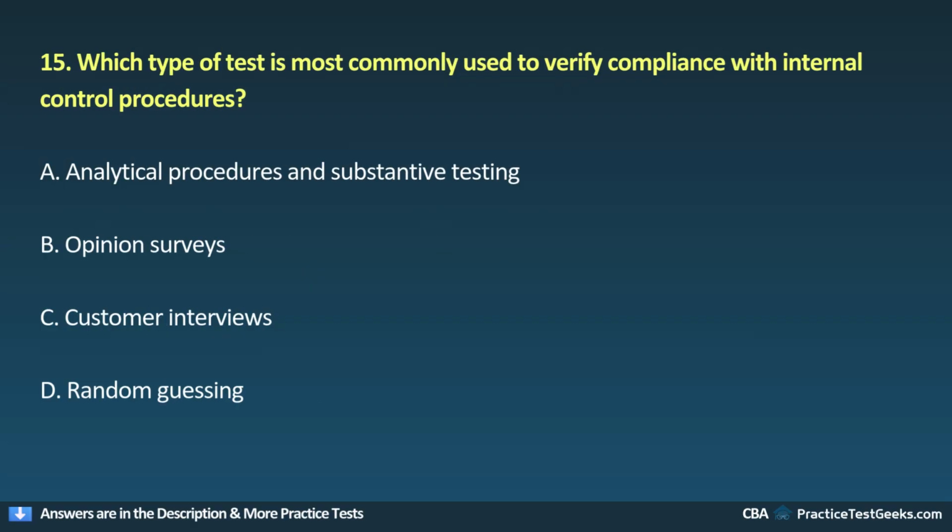15. Which type of test is most commonly used to verify compliance with internal control procedures? A. Analytical procedures and substantive testing. B. Opinion surveys. C. Customer interviews. D. Random guessing.